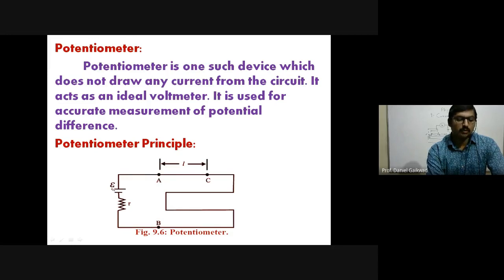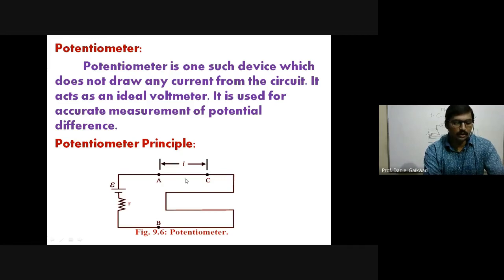Now point A is given a supply with the help of a battery eliminator or cell, which is generally connected to the positive terminal, and the negative, with internal resistance of the cell or battery r, goes to point B. So A is at higher potential compared to B. So this is a simple circuit which will act as a potentiometer. It has a number of applications and uses.